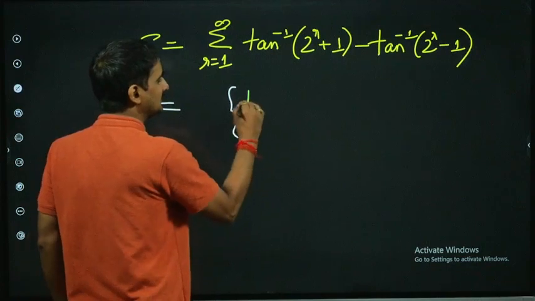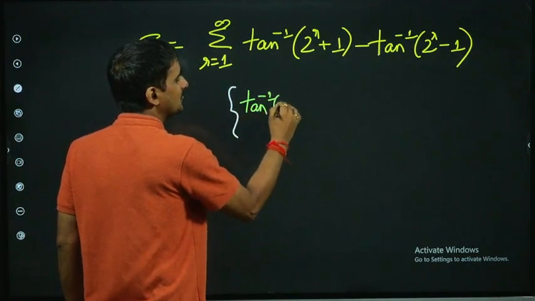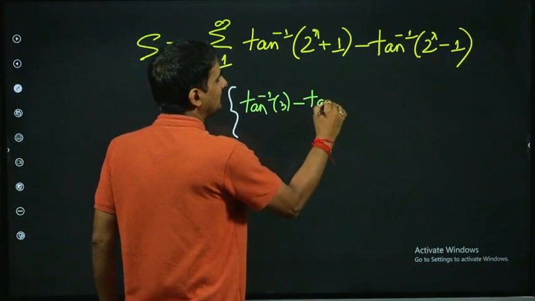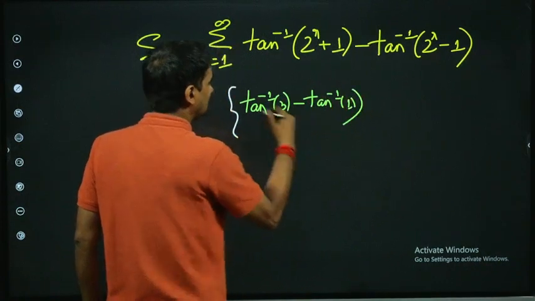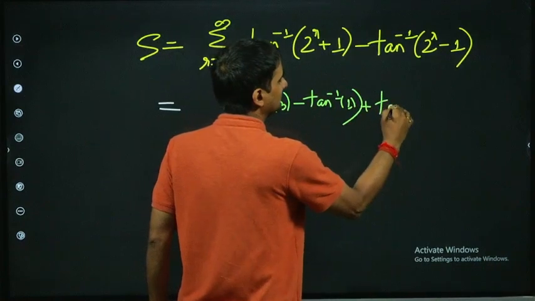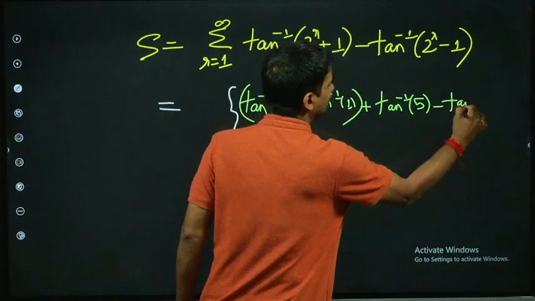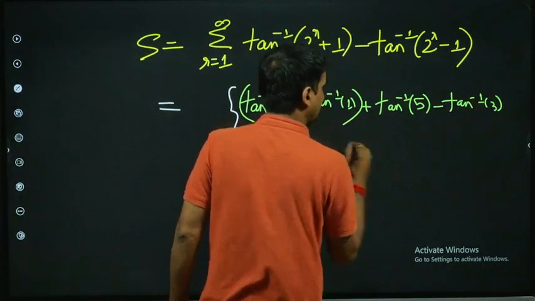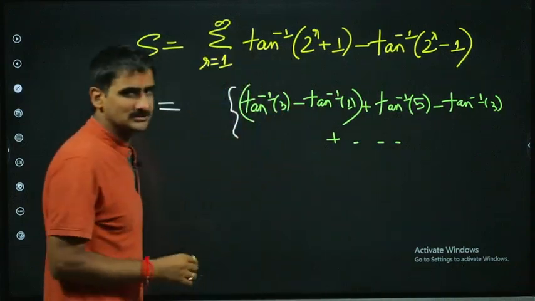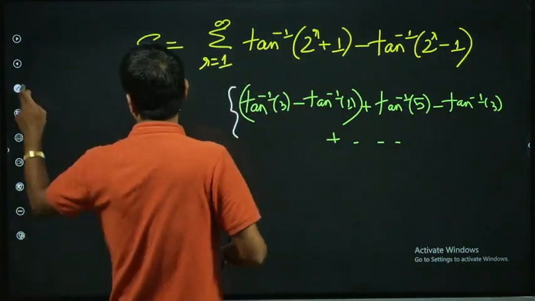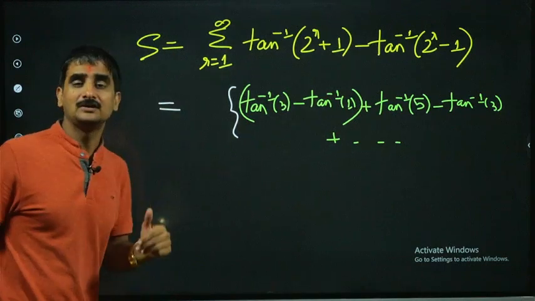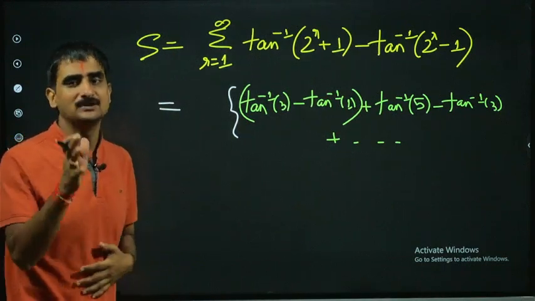The first thing we get here is tan inverse of 3 minus tan inverse of 1. Plus, when we put R is equal to 2, tan inverse of 5, 2 square plus 1, minus tan inverse of 3. Now see, we have already seen so many questions here. If you are left with one term in the beginning, then you will be left with exactly one term at the last with opposite sign.